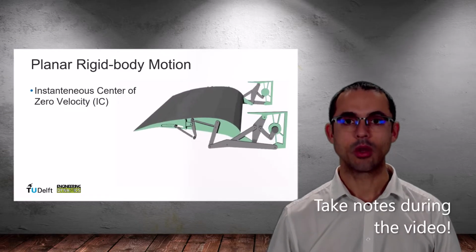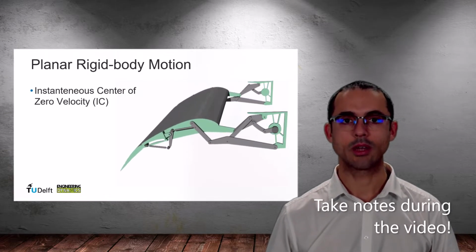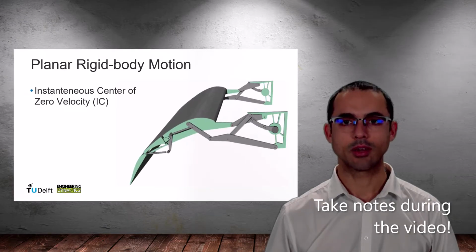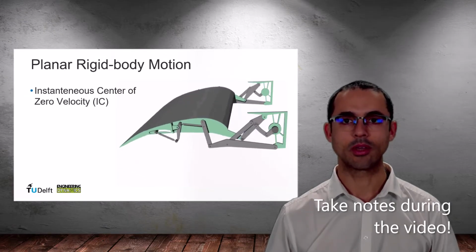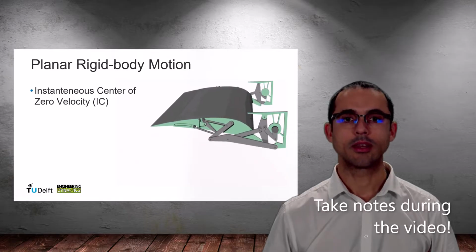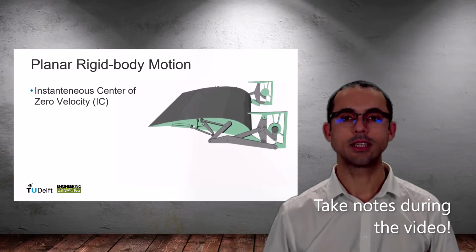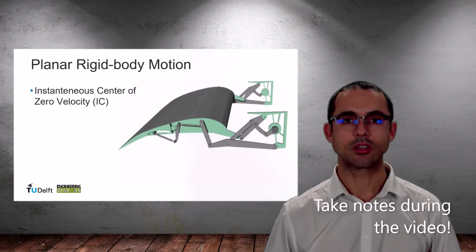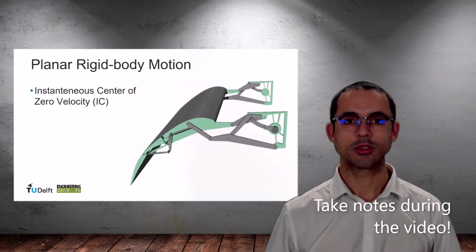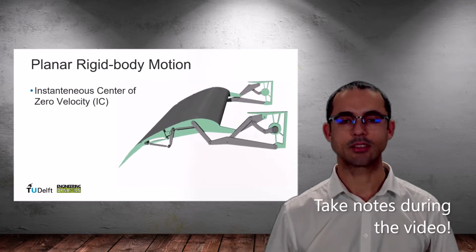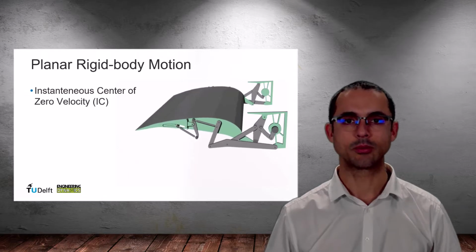In today's video, we'll go through another technique to calculate the velocities and angular velocities of rigid bodies undergoing general planar motion. This technique is called the instantaneous center of zero velocity, or just IC. I will refer to the instantaneous center of zero velocity as just IC throughout this video.